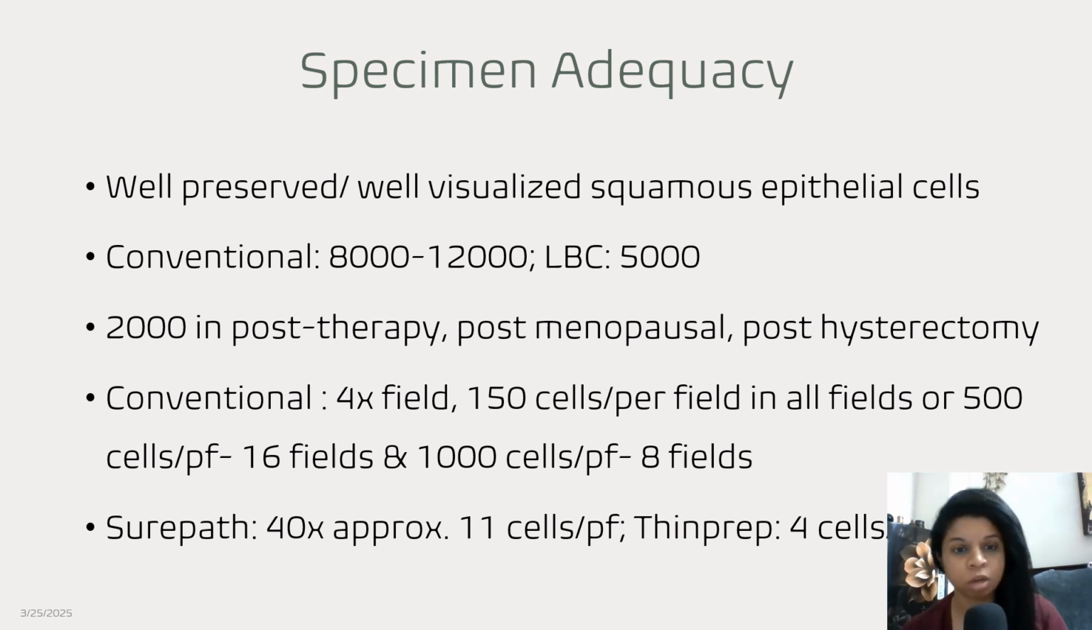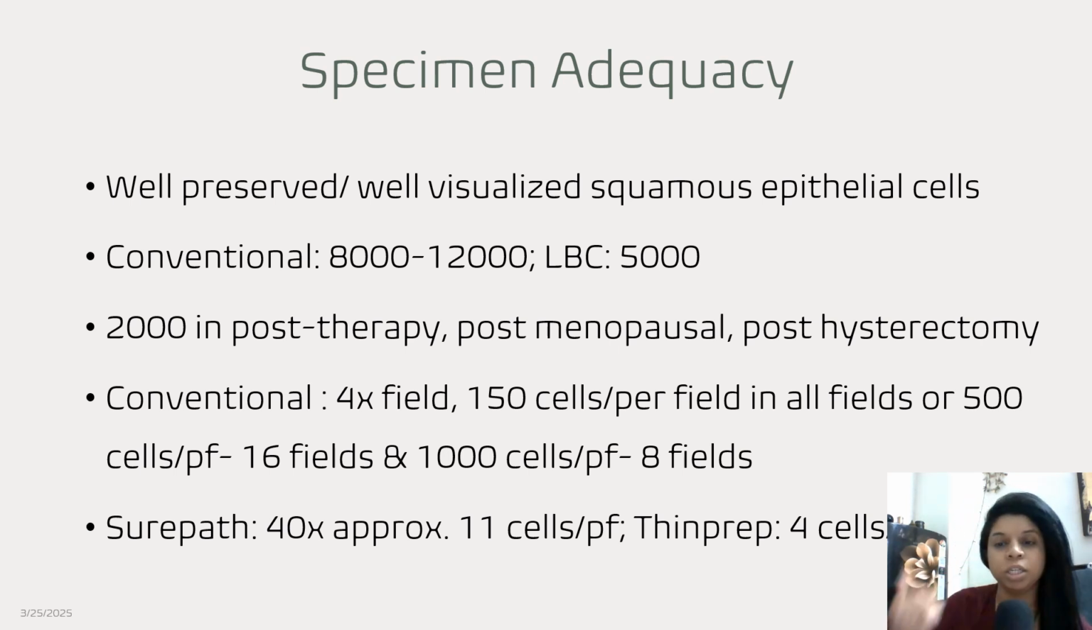You all know that after chemotherapy and radiotherapy, the cells do decrease. So the Bethesda system has kept a cutoff of 2000. And in post-menopausal cases also it is the same. After menopause, because of atrophy, the cell count decreases. And in post-hysterectomy also you need 2000 cells only. And okay, it is easy to say 8,000 to 12,000, but we won't be sitting and counting 8,000 cells to see whether it is adequate or not.